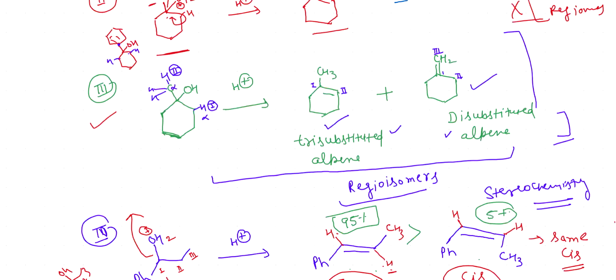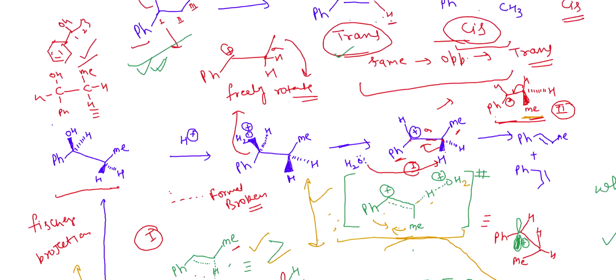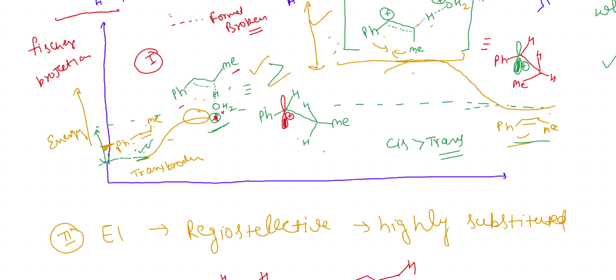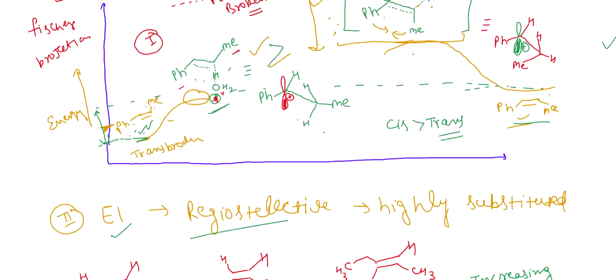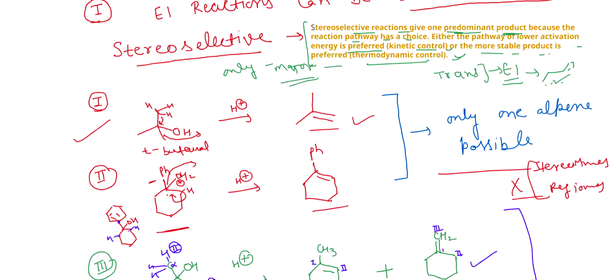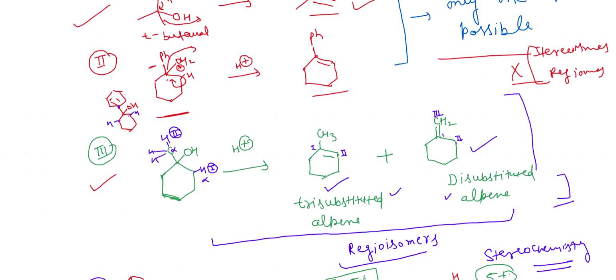So then, heading toward regioselectivity. Even reactions are regioselective. Clear? Which kind of product we will get, as we have discussed in the example over here. This is the example of regioisomers. One is forming a trisubstituted alkene, another a disubstituted one. But what is the major product? The alkene which is trisubstituted. That is the major product here.